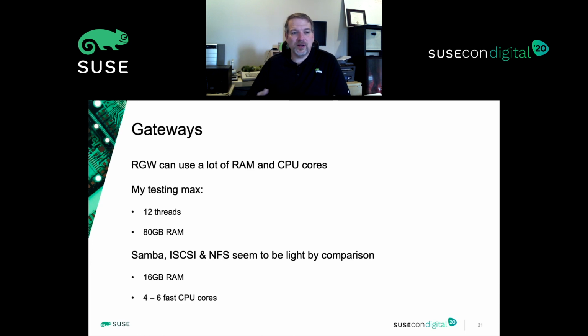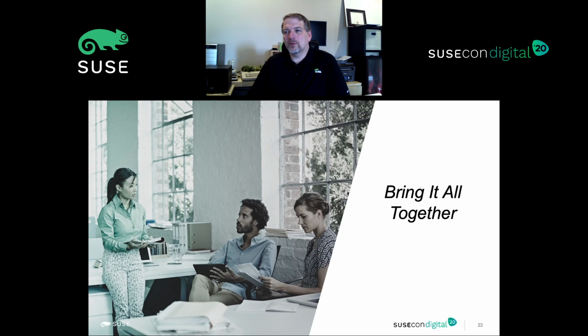For other gateways like Samba, iSCSI, NFS, they seem to be fairly light by comparison. Around 16 gigs of RAM, 4 to 6 fast cores is all they really need. And in fact, that may be overkill in some cases. So your mileage may vary on these, but these are the rules of thumb that I work with today.